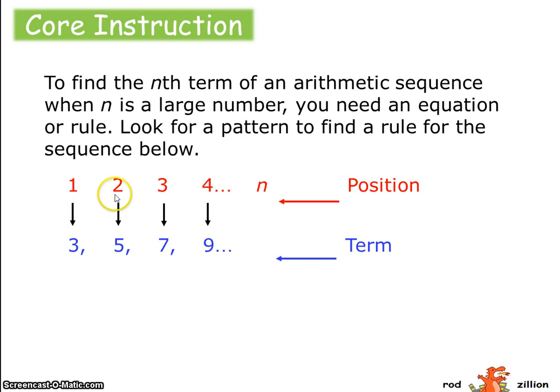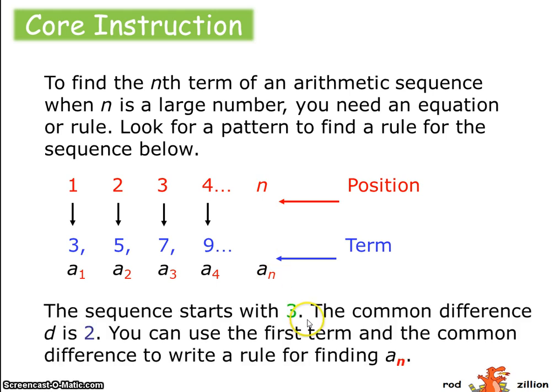Let's see. These are our position numbers, and these are the term numbers. How do we go from 3 to 5, and 5 to 7, and 7 to 9? Well, if I let each of those terms be labeled accordingly, a sub 1, a sub 2, a sub 3, and so forth, then the nth position would be called a sub n. So this sequence starts with a 3. The common difference is 2, of course, because I'm adding 2 each time. So we can use the first term and the common difference to write a rule for finding a sub n.